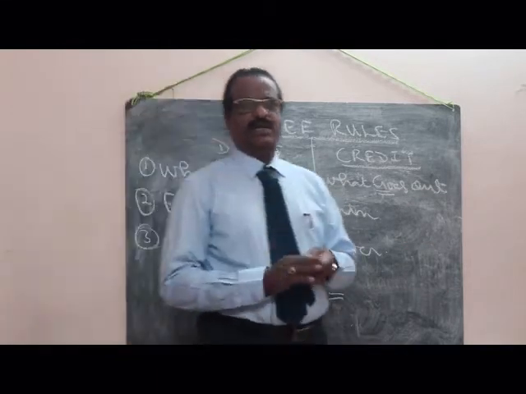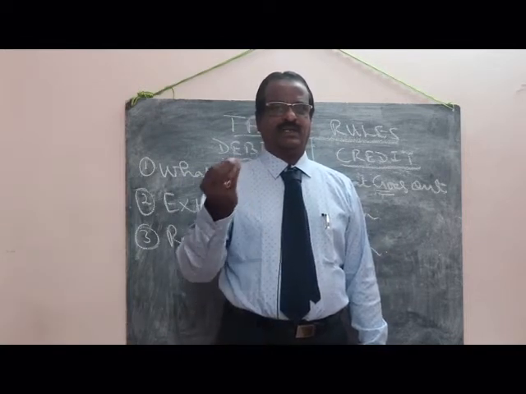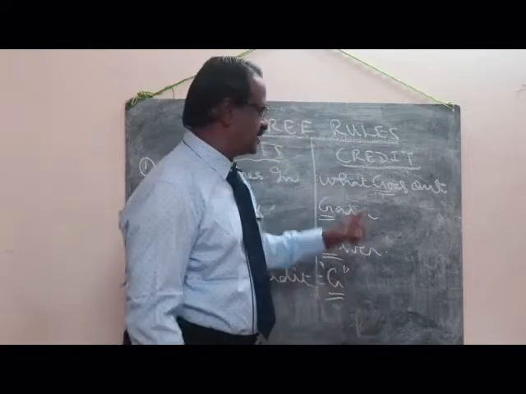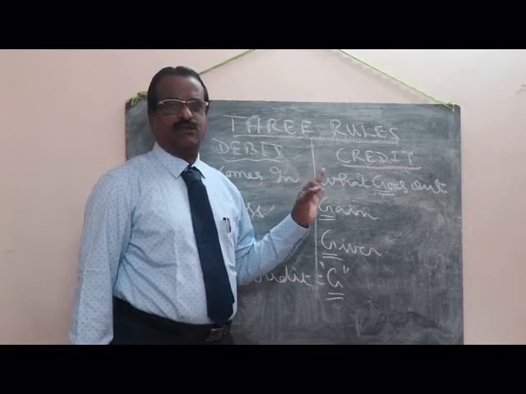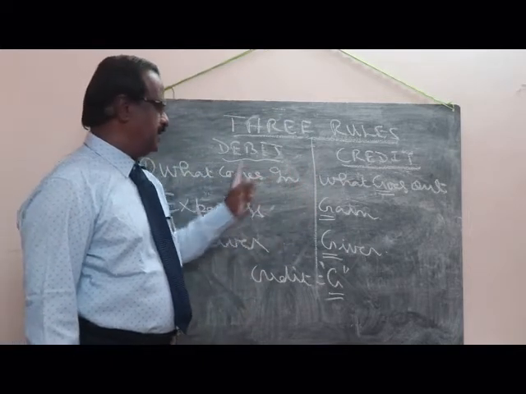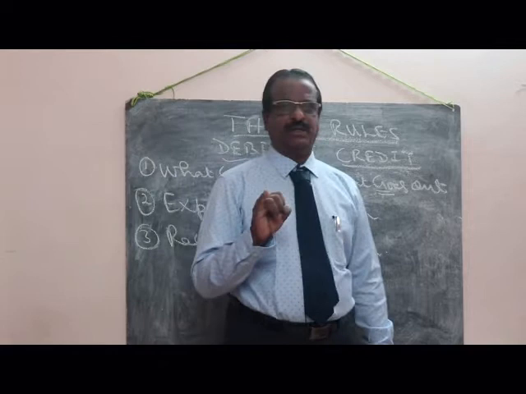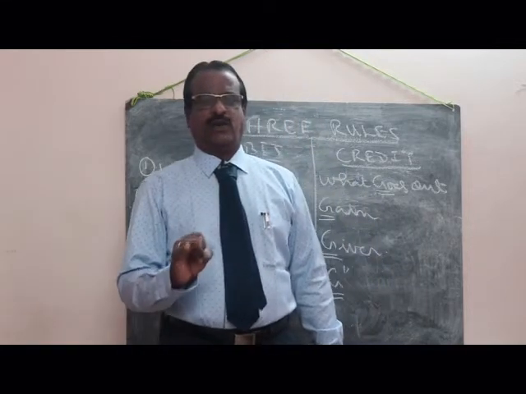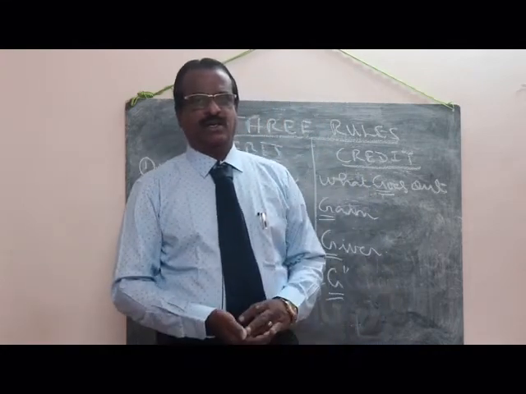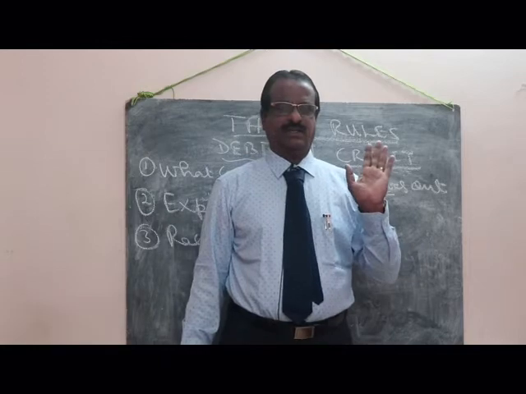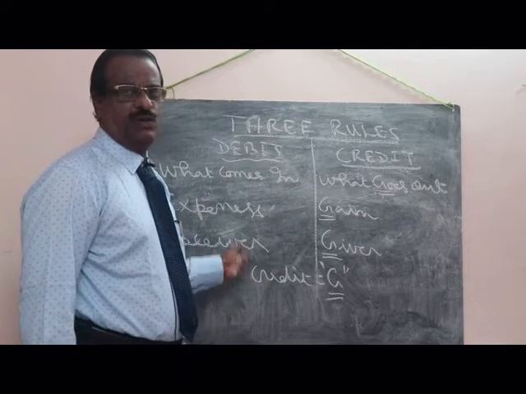All expense is a debit, all gain is a credit. Receiver is a debit, giver is a credit. So these three rules must be kept in your mind. This is very important for journal. From these three rules, first we must find out what is debit, and then you must find out what is credit. If you find out debit and credit, you can easily pass journal entries. So this is the very important point, three rules for journal.